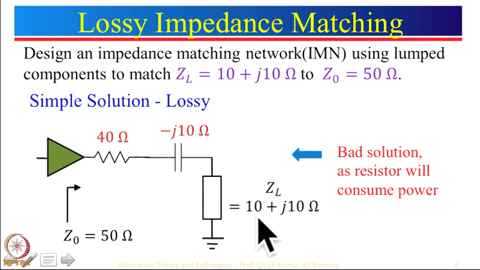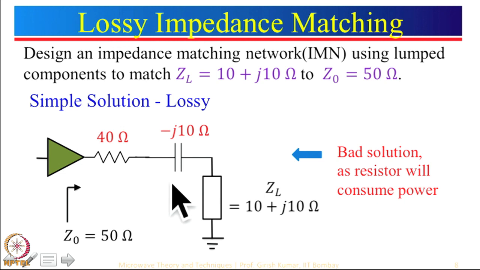Now, one of the solutions, which I have already written here, is a bad solution, but let us see it. This is 10 plus J 10 ohm. So, we add something in series, which is minus J 10 ohm. Minus J 10 plus J 10 will become 0, so the reactive part becomes 0. This is 10 ohm, and we add 40 ohm, so that will become 50 ohm over here. Now, this is definitely not a good solution, because the power will be absorbed in this particular resistor. So, this is not at all a good option. What we generally do is design a lossless impedance matching network.